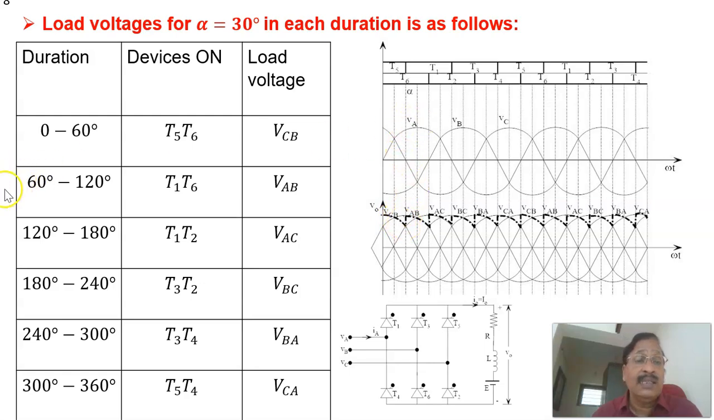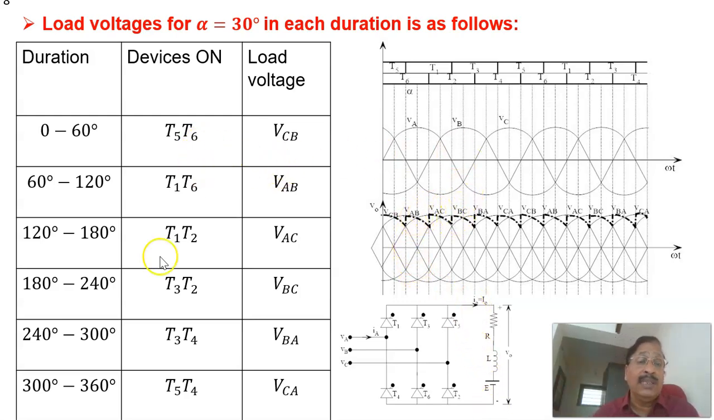Again, from 60 to 120, you can see that T1 and T6 are conducting. T1 is conducting, so the phase is A here, and T6 is conducting, so the phase is B, so the output voltage equals VAB. Then from 120 to 180, T1 and T2 are conducting. When T1 is conducting, phase A comes here, and T2 is conducting, so phase C is connected. Therefore VAC comes here. That is why the voltage equals VAC.